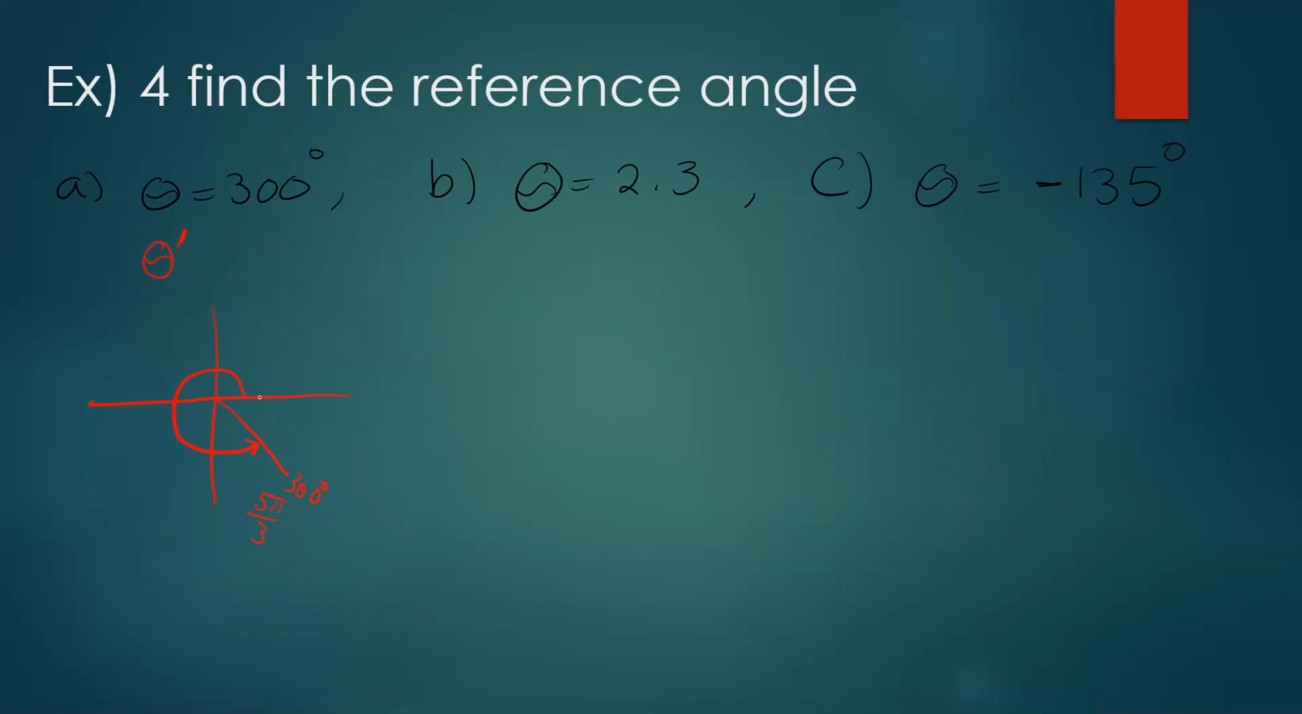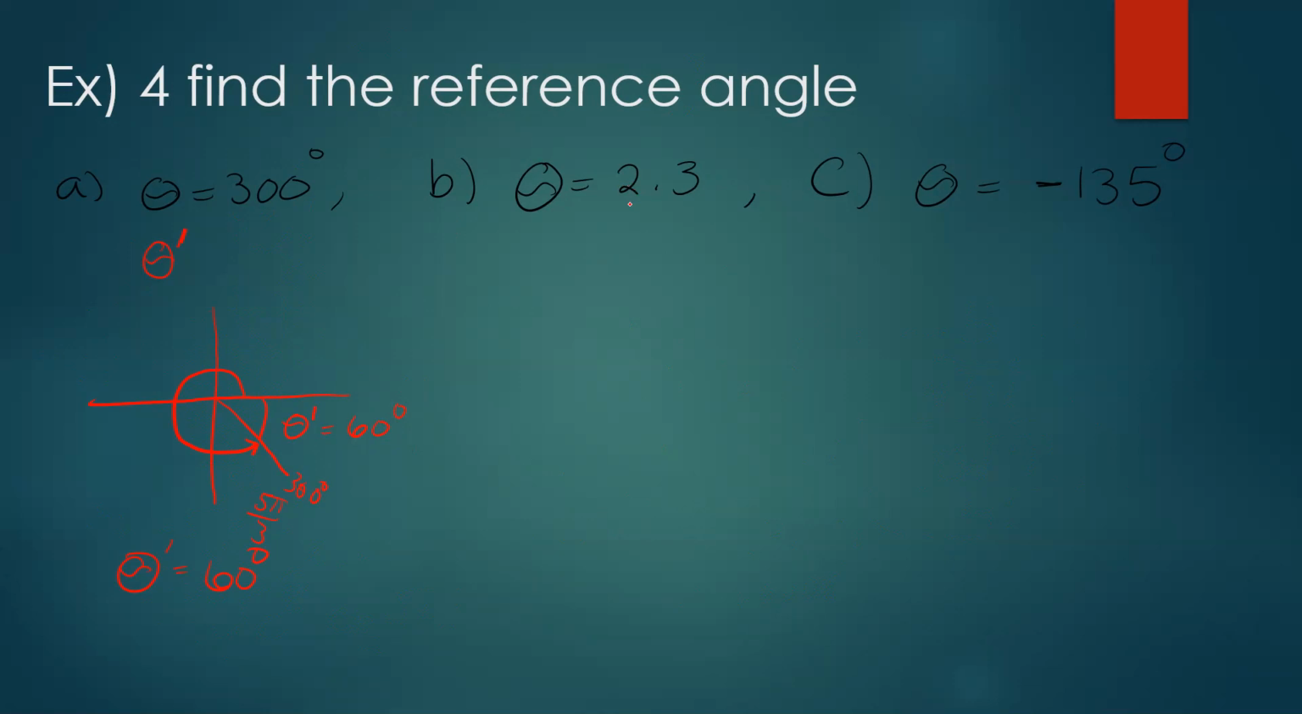Now the reference angle is usually the smallest angle. So what do you think this angle is? Keep in mind that our unit circle is exactly 360. So this angle, we'll call this the reference angle. We can abbreviate the reference angle as theta prime, and it is going to be 60 degrees, right? Because in a unit circle, it's exactly 360. So yes, the reference angle would be exactly 60 degrees. Now let's do B.